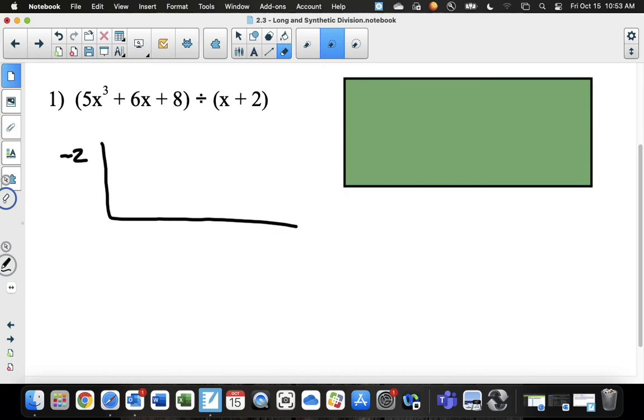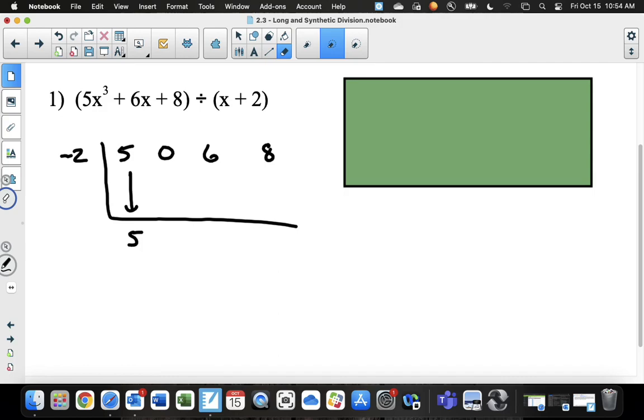You remember doing this last year? The nice part about synthetic division is it takes out all the variables. So here's what we have. 5x cubed, we're just going to use the 5. Notice, we're missing the x squared term. It's gone, which means we need to put a 0 in there as a placeholder. We have 6, and we've got 8. Okay? Here's the process. As you work your way through, step number 1 always is bring the first number down.